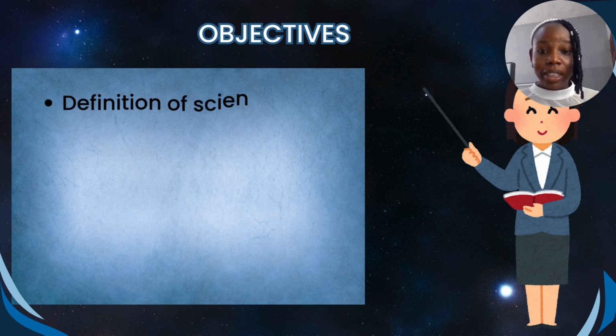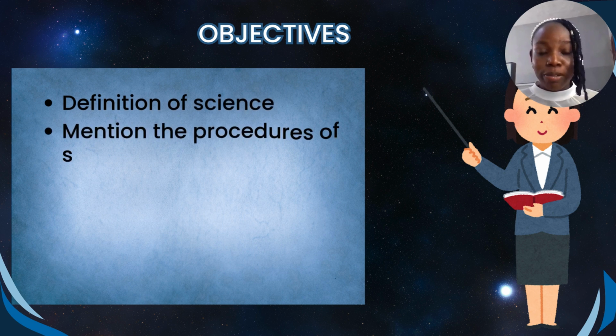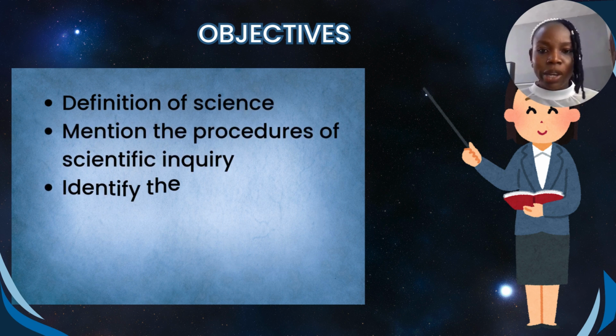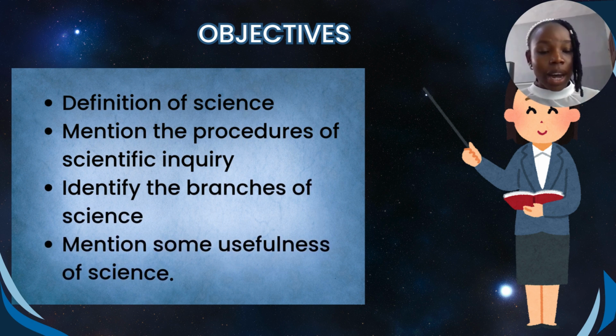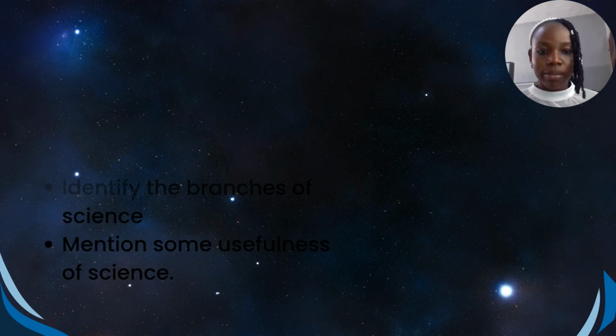Now, at the end of the lesson, you should be able to define science. You should be able to mention the procedures of scientific inquiry, identify the branches of science, and also mention some usefulness of science or the importance of science.